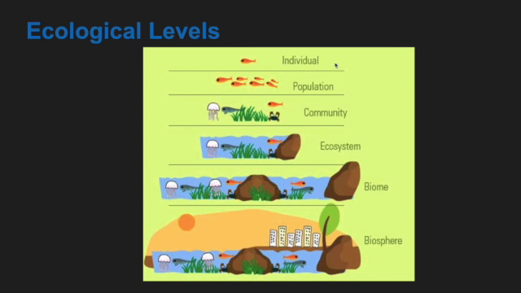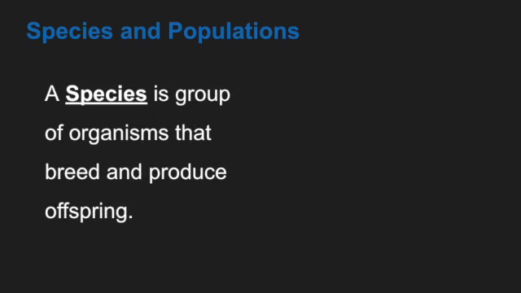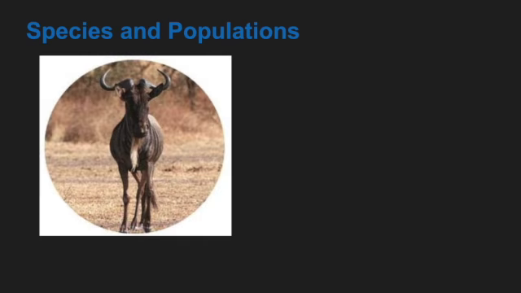We have individual, population, community, ecosystem, biome, and biosphere. But we need definitions. We need to know what those things mean. So we first start out with our species. A species is just a group of organisms that can breed and reproduce or produce offspring. So we could have a species that is a horse. Horses can reproduce, they can breed, they can produce offspring that can also do the same thing. You could have wolves, same type of thing. So there's our species.